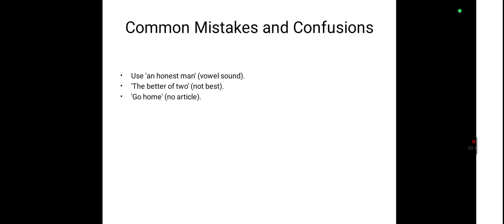And the common mistakes and confusions: I already said honest man. Many people say a honest, but it is an honest. He is the best of the two is wrong; the correct usage is he is the better of the two. I am going to the home is a wrong usage. I am going home. And a apple a day keeps the doctor away is wrong. It is an apple a day keeps the doctor away.